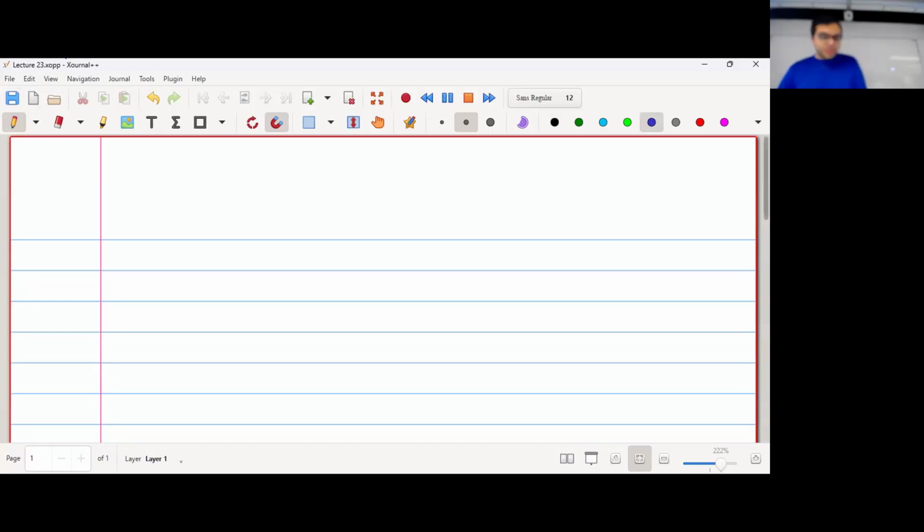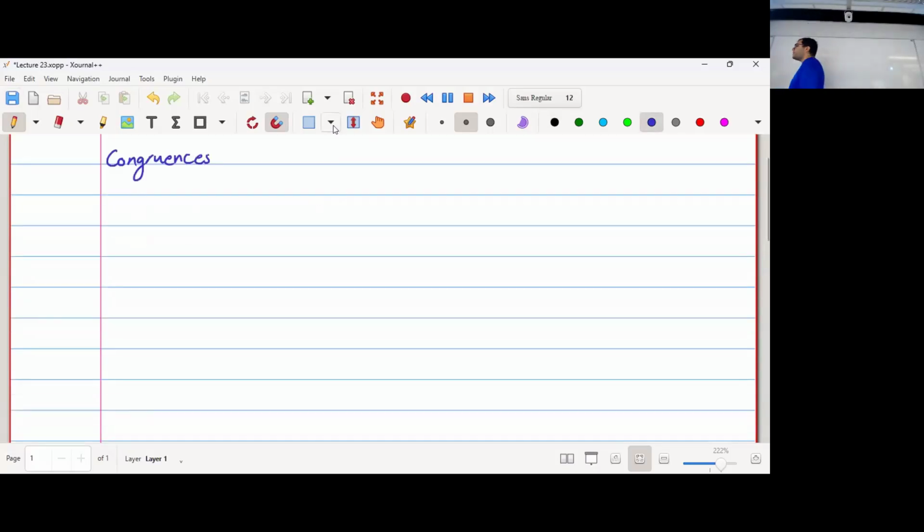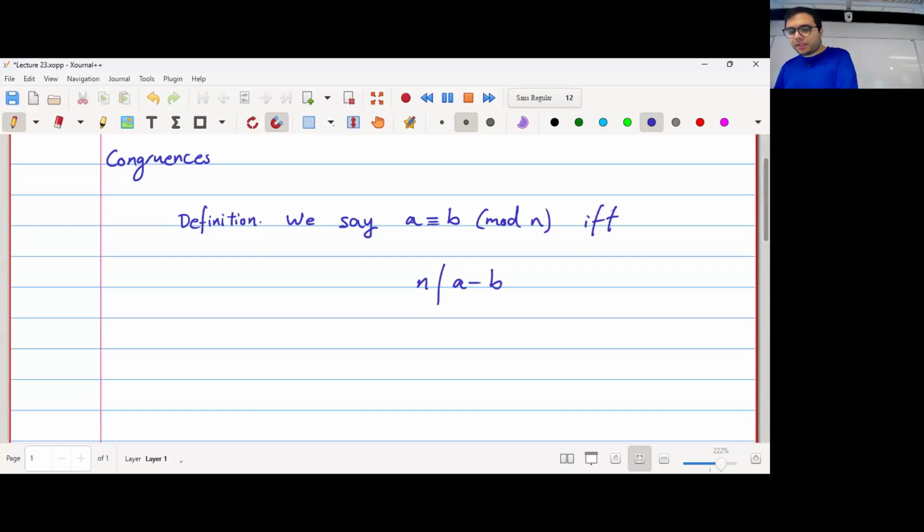Today we're going to start talking about congruences. So I'm going to give you a very simple definition that we're going to use throughout this course. And this is the definition. We say that A is congruent to B modulo N if and only if N divides A minus B. So two numbers A and B are congruent modulo N if their difference is a multiple of N.